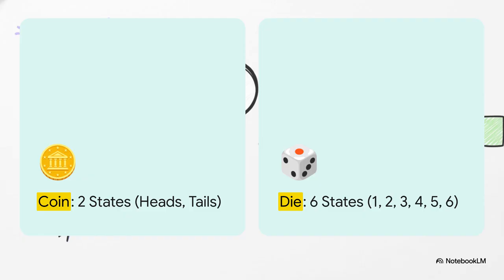Let's put this into perspective. A coin has just two states. A standard die has 6. Now, obviously, the die can hold more information. But here's the key. You can't have fewer than 2 states. I mean, you can't have a one-sided coin, right? 2 is the absolute minimum. It's ground zero for information.